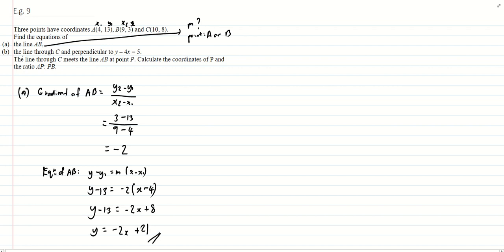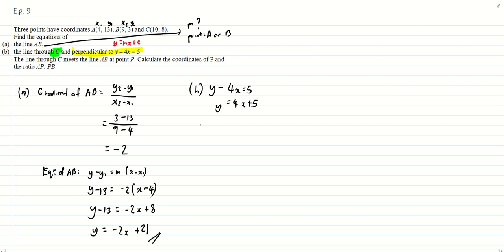Now let's take a look at part B. Find the line through C and perpendicular to y minus 4x equals 5. The point is given: C. Now we just need to find the gradient, which is perpendicular to y minus 4x equals 5. Again, we can always express this as y equals mx plus c, so make y the subject first. y minus 4x equals 5, so y equals 4x plus 5. So now we know that the gradient of this line is 4.